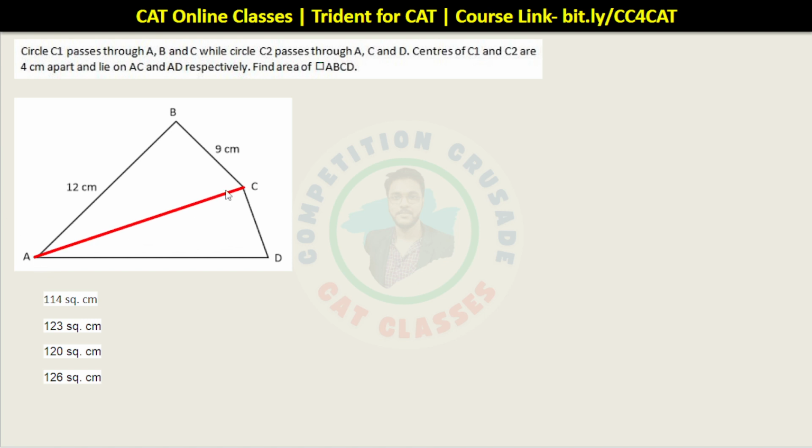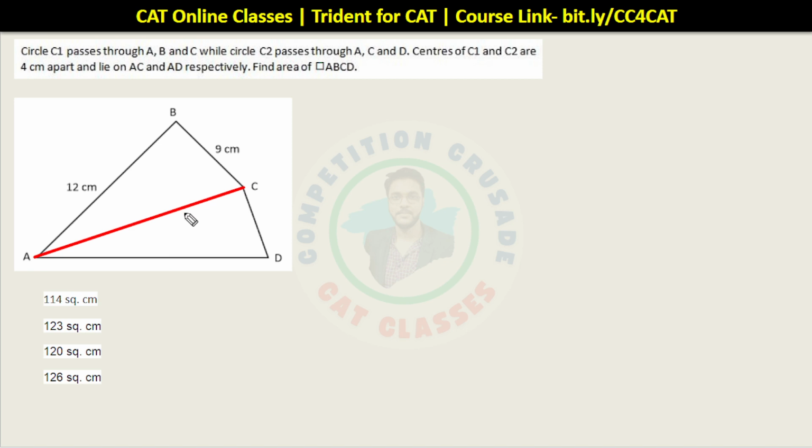So the question says that circle C1 passes through A, B and C, while circle C2 passes through A, C and D. Centers of C1 and C2 are 4 cm apart and lie on AC and AD respectively. Find the area of the quadrilateral ABCD. Now first of all, we don't really need to draw any circle or anything, because it is given that AC and AD are the lines on which the centers lie.